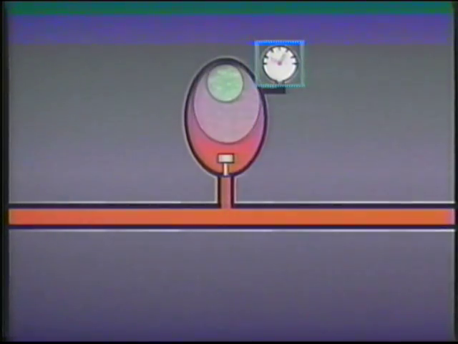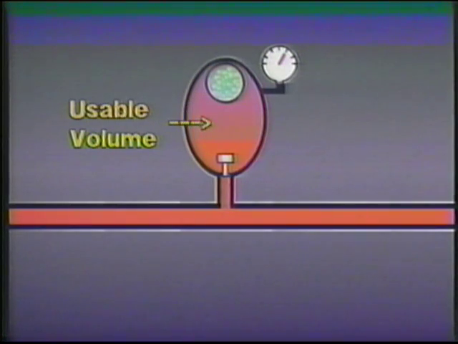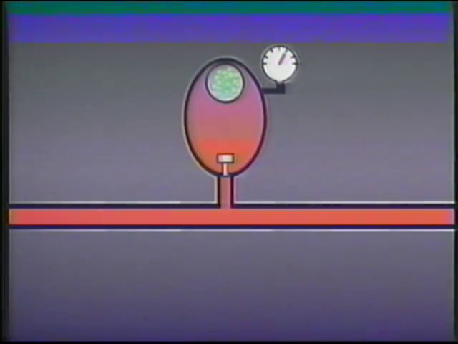The volume of fluid the accumulator discharges between a maximum pressure and a minimum pressure is called the accumulator's usable volume. The usable volume in an accumulator depends on how quickly the accumulator is filled with fluid, how rapidly it is discharged, and on the pressure of the pre-charged gas.